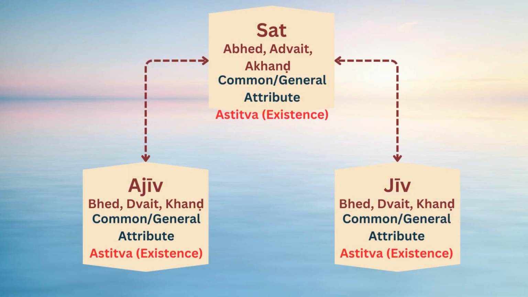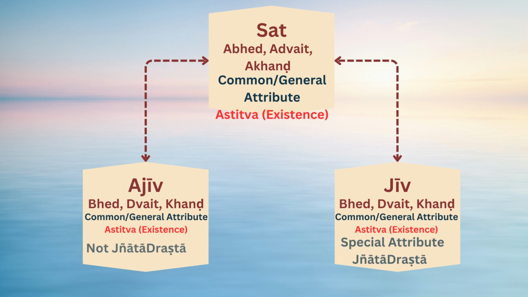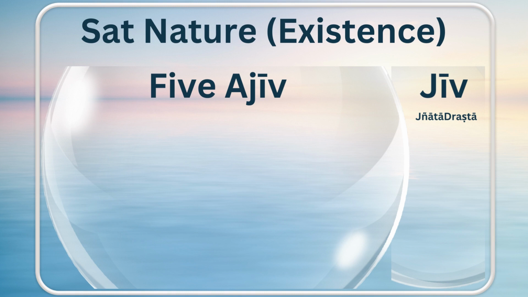We saw that Sat, or nature, is this Abhed, Advait and Akhanḍ, in which the whole existence is encompassed. The Jīv and Ajīv distinctions are made to understand Sat comprehensively. These distinctions are made by means of their special attributes. JñātāDraṣtā, continuously engaged in seeing and knowing, is a special attribute of Jīv that does not exist in Ajīv. In this video, we introduce the special attributes of Ajīv.